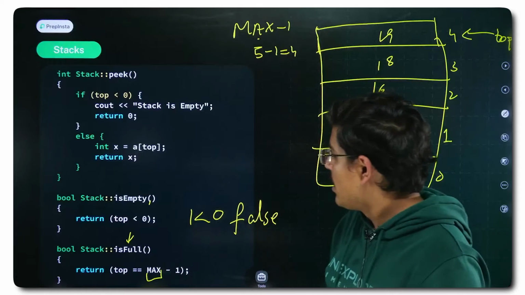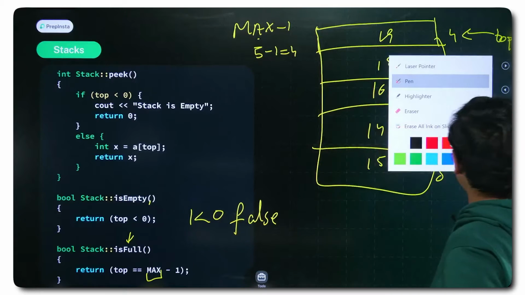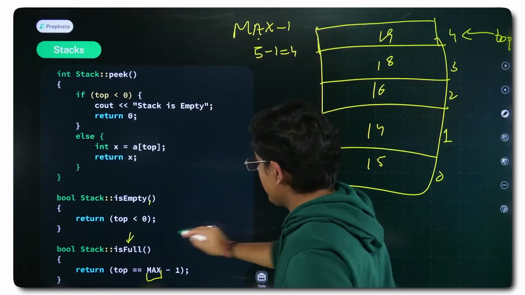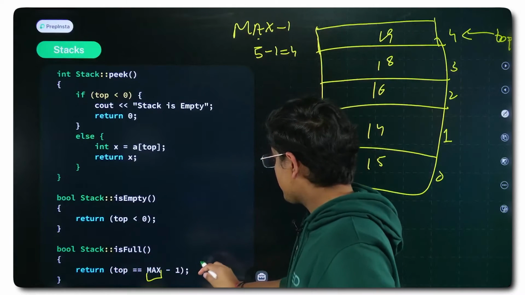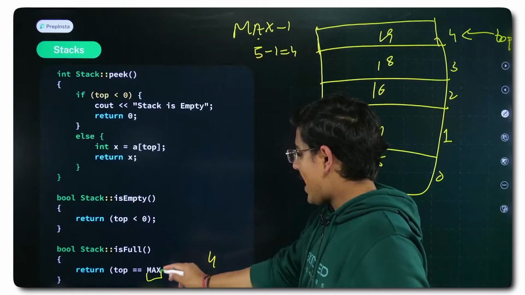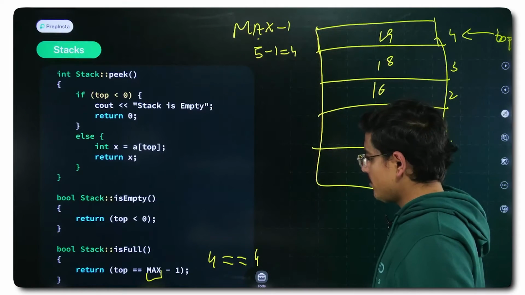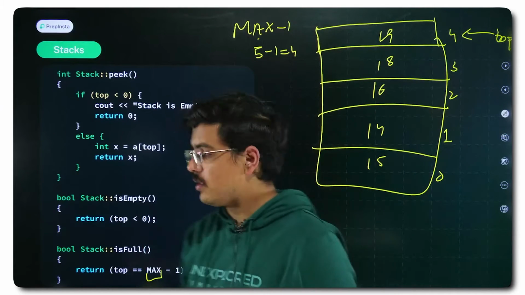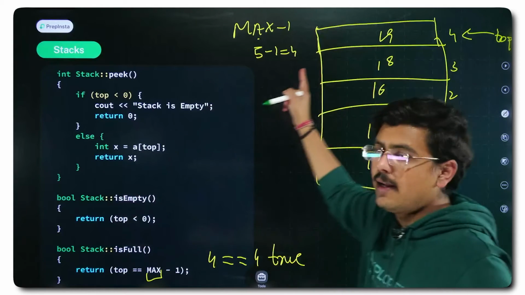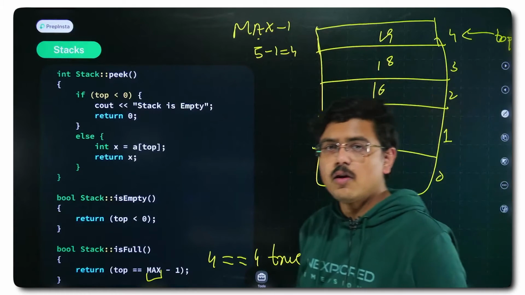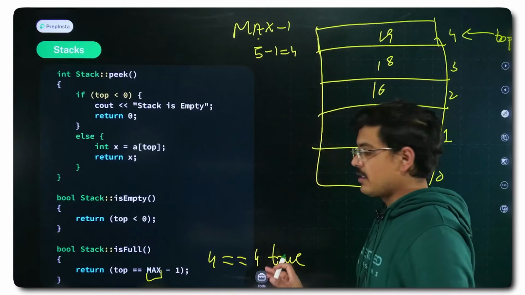In this case, if top equal to max minus 1, we'll try and write the values for it. Here, top is equal to max minus 1. Let's check. Max minus 1 is 4. We just calculated it. Fine. So 4 is actually equal to 4. This condition is true. Henceforth, true would be returned. And in this case, if you see, the stack is full. Henceforth, isFull should return true. And in this case, it is returning true.